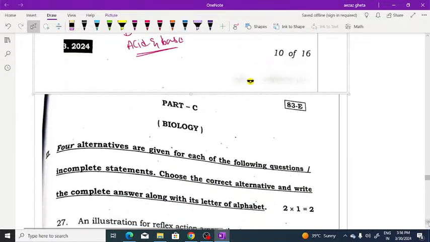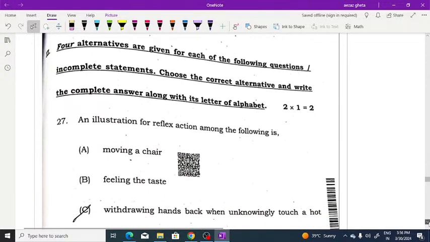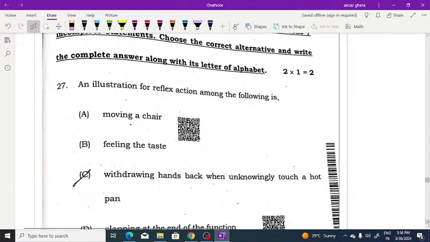Understood. This chemistry also finished. Chemistry also finished. Next, biology. Biology.